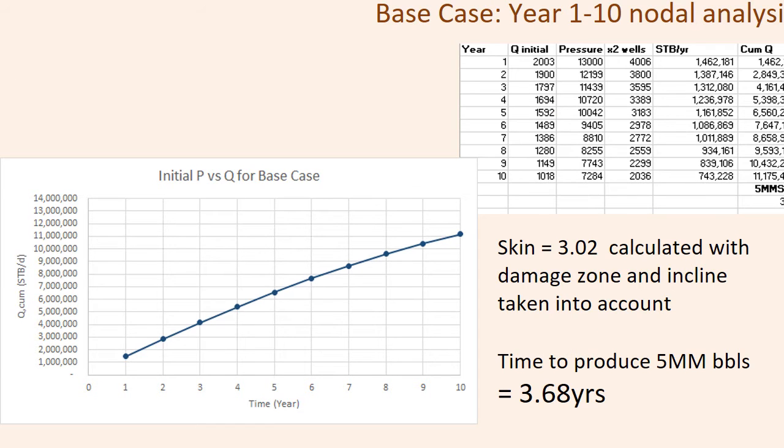For our base case, we can see that our initial production starts at 2,003 stock tank barrels per day and falls to 1,018 stock tank barrels after 10 years. We'll use this data to compare to other scenarios.